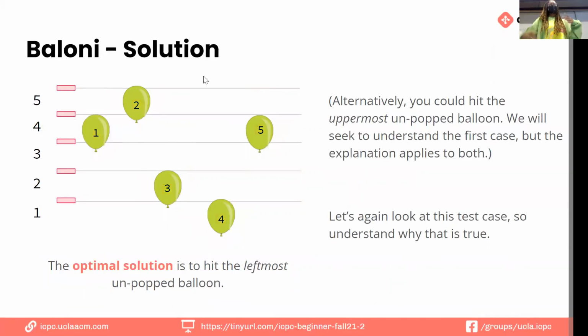So the optimal solution to this problem is just to hit the leftmost unpopped balloon. Alternately, you could hit the uppermost unpopped balloon. I'm going to explain the first case and then the solution kind of applies to both of them. Because the optimal solution is just to do this greedy solution, in case you need to know what type of problem it is, just know that that's what you're learning today. This is great.